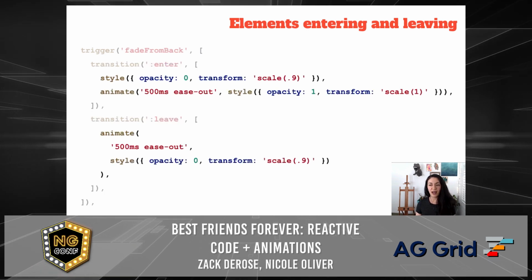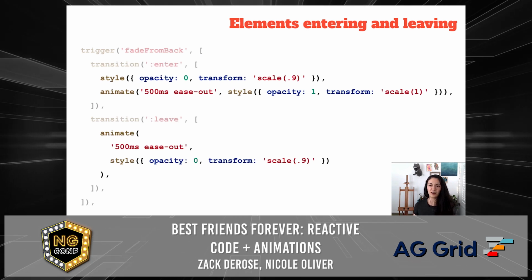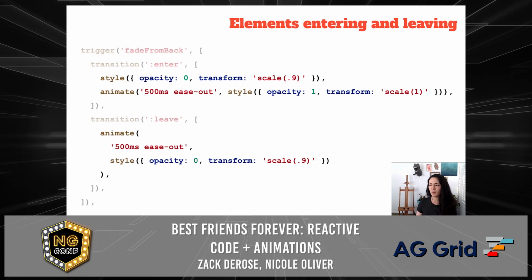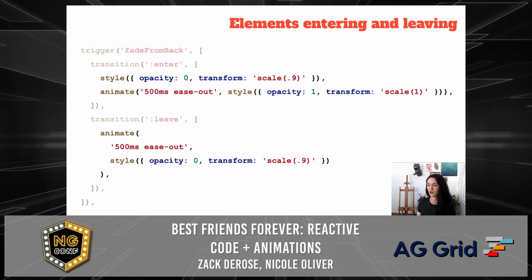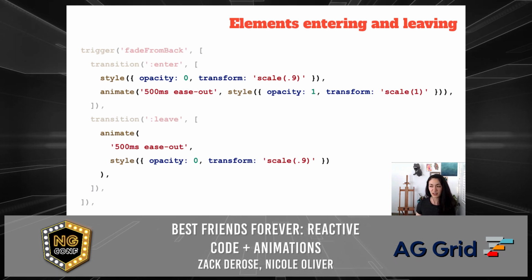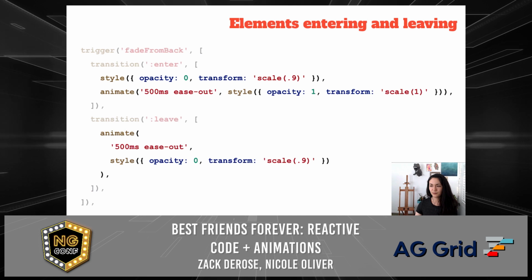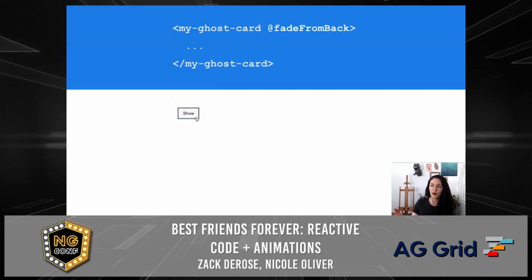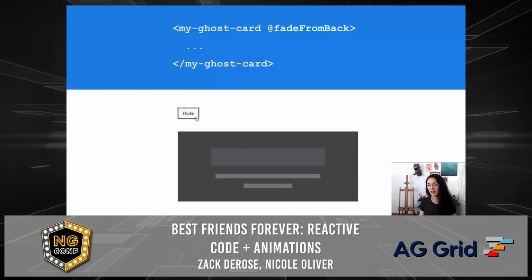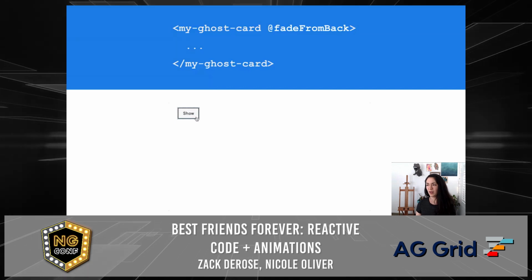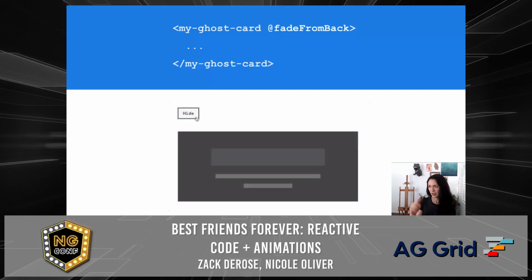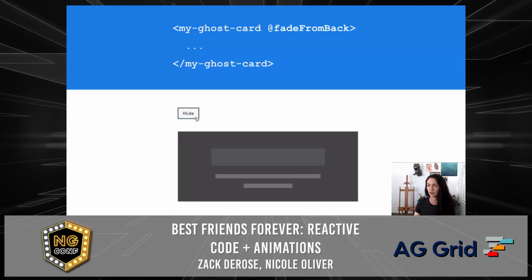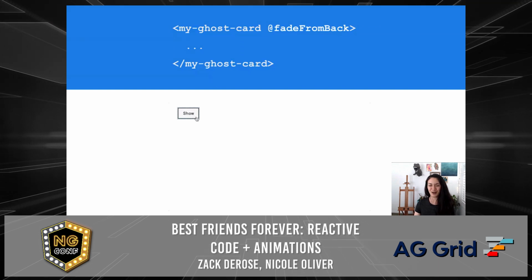And then we have an animate function here that defines the length, delay, and easing function of a transition. And then you can pass a style function that lets you pass in a number of properties that you want to animate as well. Now that we have our animation defined, we can add it to our element. It could be a component or any element on the page. And we have an @ symbol and then the name of our animation.